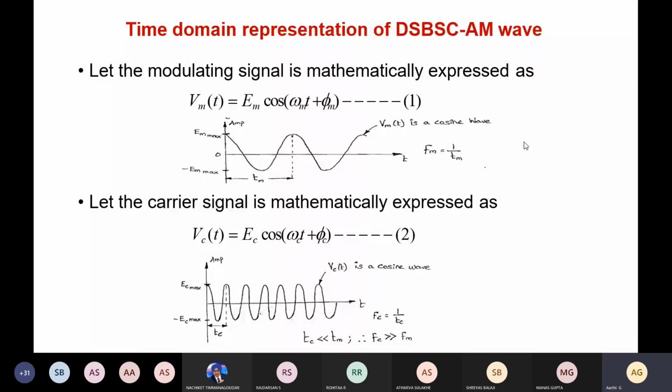We are expressing the carrier signal mathematically as Vc(t), again instantaneous, with respect to time. It is Ec cos(ωc t + φc). Here ωc is the angular frequency of the carrier, and φc is the phase. Again we are taking a cosine wave. Ec max is the maximum amplitude, and minus Ec max is the minimum amplitude, the positive and negative peaks. Tc is the time period, so fc is 1/Tc. Always fc should be greater than fm.